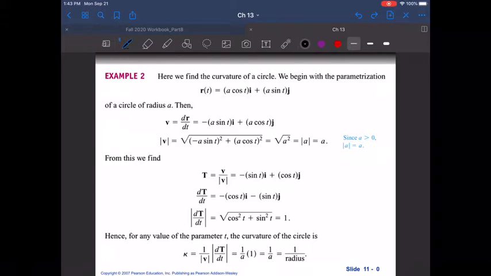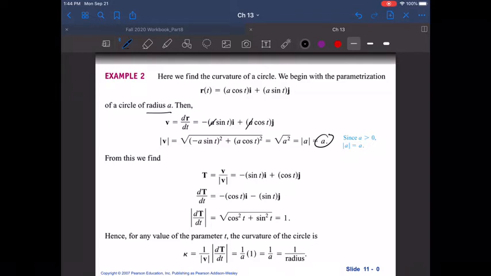All right? From that, which is pretty interesting because note that was the radius of our circle, we find that the tangent vector is equal to our velocity vector divided by its magnitude, which is negative sine of t in the i direction plus the cosine of t in the j direction, because we've essentially divided by this and canceled out those a's.